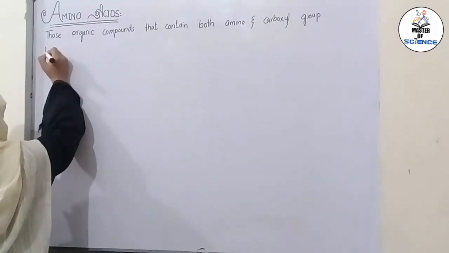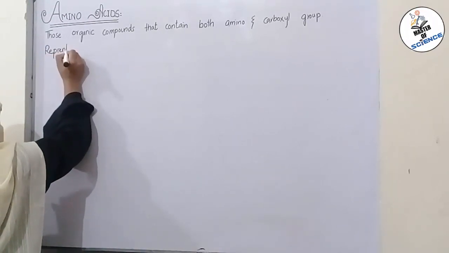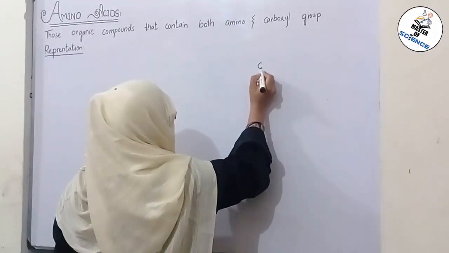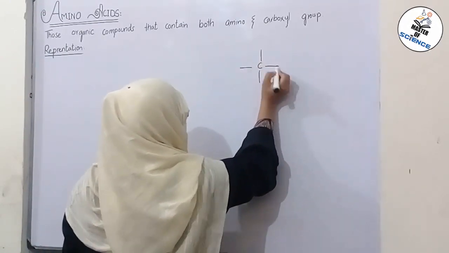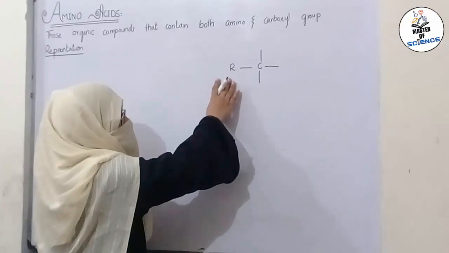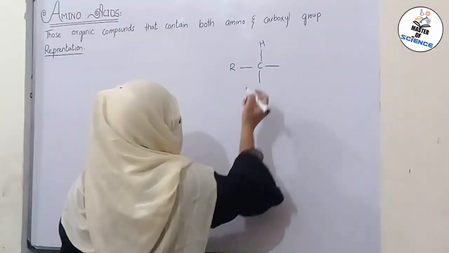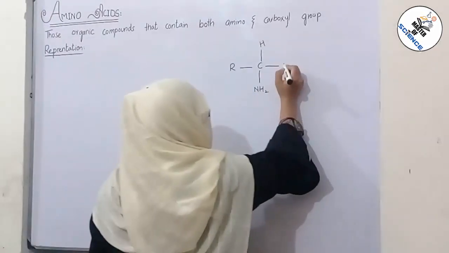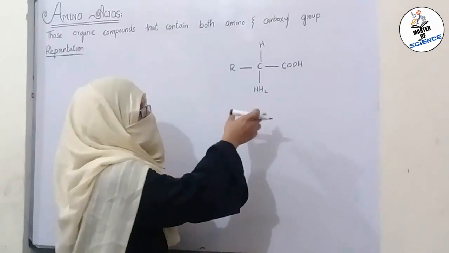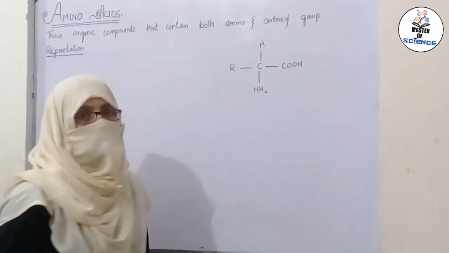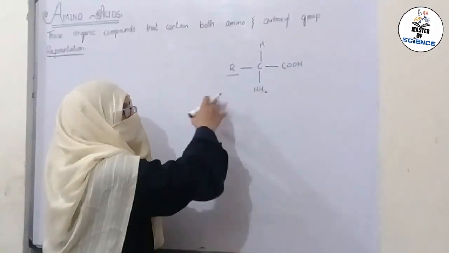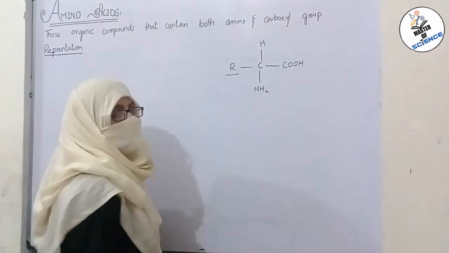General representation, how we represent it, is as follows. This is the central carbon. It is attached to four different types of atoms. First, the first side contains the R group, meaning the alkyl side chain. Second is hydrogen. Third is NH2, which is called the amino group. And the fourth side is COOH, which is called the carboxyl group. So we are saying that those organic compounds that contain both amino and carboxyl group are called amino acids. The difference occurs in this group, meaning this alkyl group is different in different amino acids, while these three are the same in all amino acids.